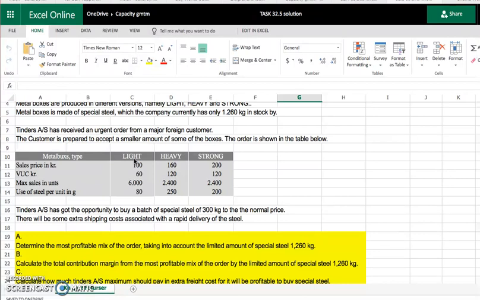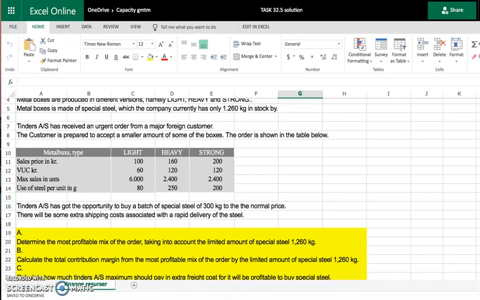In this situation, we first have to determine the most profitable mix of order, taking into account the limited amount of special steel, 1260 kilos. So 1260 kilos is actually the figure that we need to address. This is the limited resource, and this is the capacity that we have to follow.